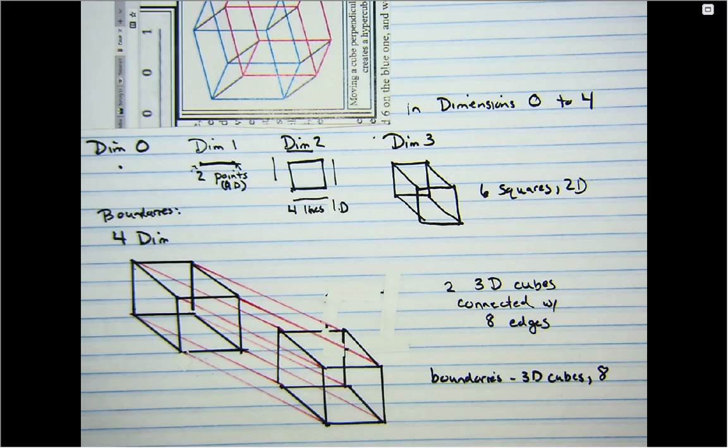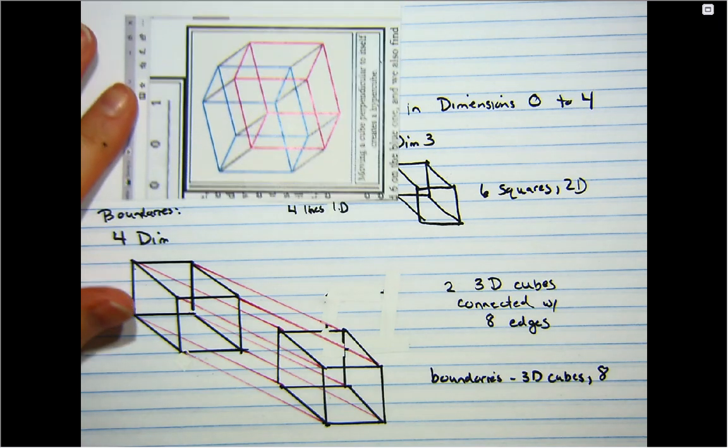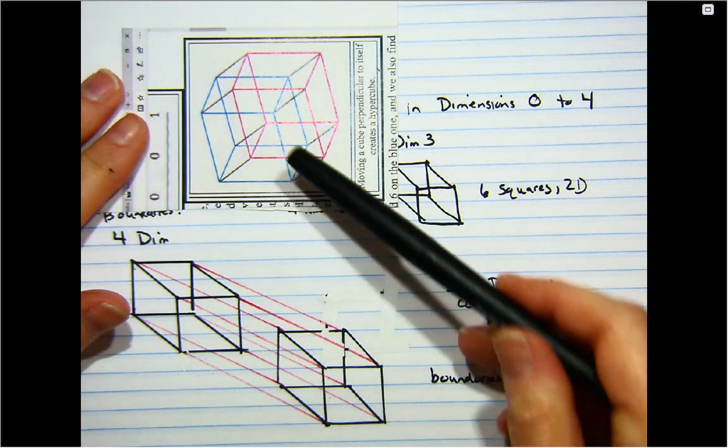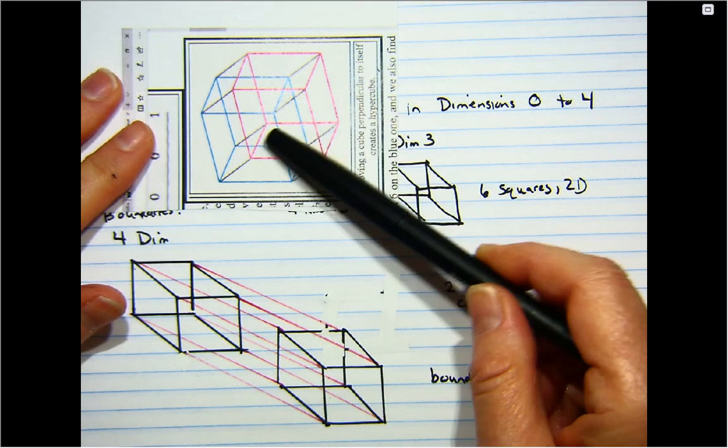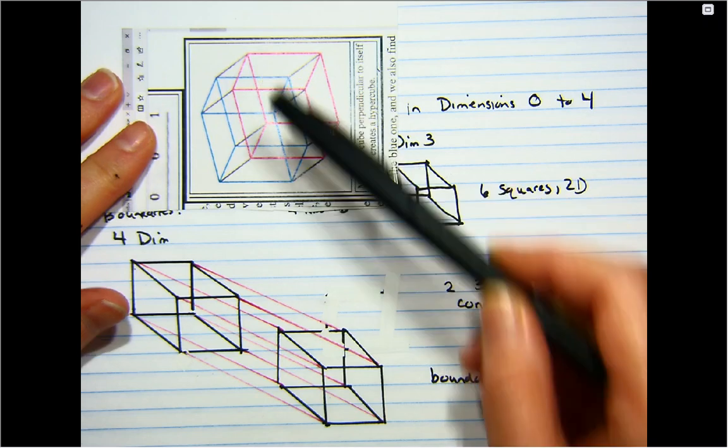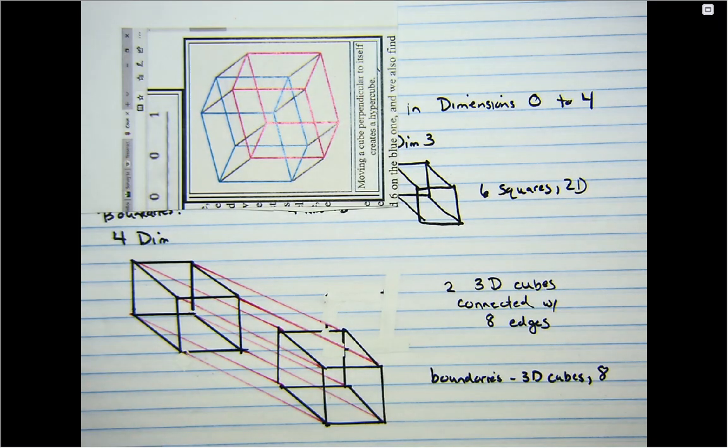8 3D cubes. Now you can actually see these if you look at this drawing carefully. So you see the blue cube, the red cube, you can see a cube here, another cube here. That one's not as easy to see as the tesseract, the hypercube in your book.